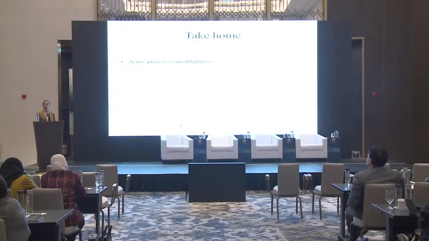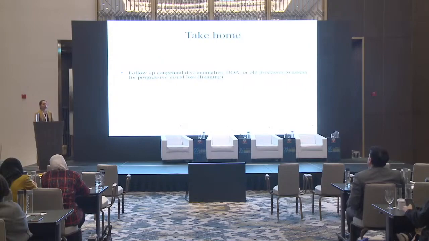So really the take home here is that glaucoma mimickers may be congenital or acquired. It may be an active process, like a compressive pathology. It may be a remote process, such as an old BRAO. You have to follow up your patients, even if you diagnose them with congenital disc anomalies. If there is pallor or if there's progression, do image those patients, and the imaging should be MRI orbits and brain with contrast.